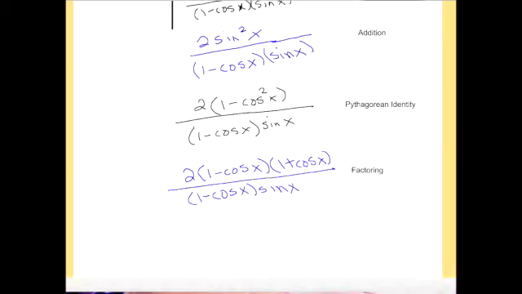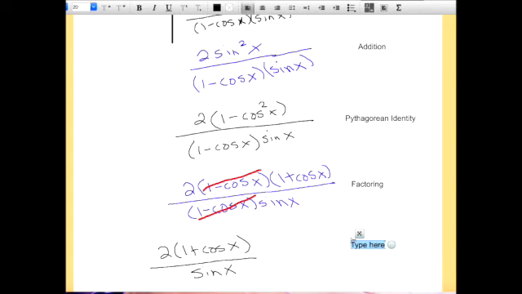Oh, do you see it? Do you see it? Look. Any number divided by itself is 1. So we've got 1 minus cosine divided by 1 minus cosine. That division is going to do some great things for us. That's going to leave me with 2 times the quantity 1 plus cosine x divided by the sine of x. And so let's write our justification. That was simply division.